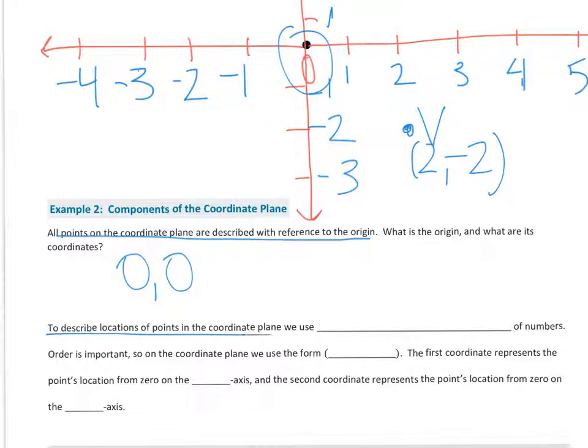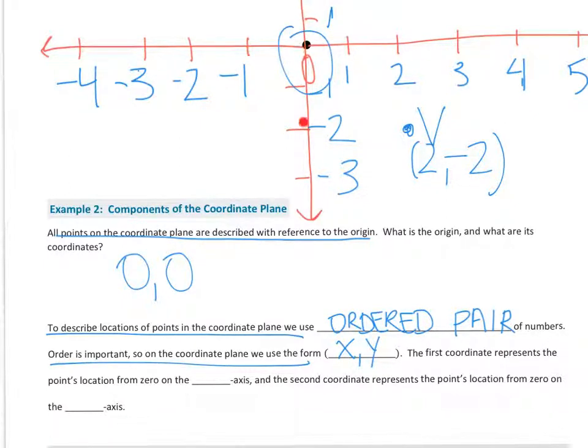So to describe locations of points, we use ordered pairs. And they're called ordered because they're always in the same order, X and Y, over, and then up or down. So order is important, so on the coordinate plane it's always X, Y, horizontal and vertical. This is the x-axis, this is the y-axis. So it'll always be an x point and then a y point. So the first coordinate represents the point's location on the x-axis, and the second coordinate represents the point's location from 0 on the y-axis.